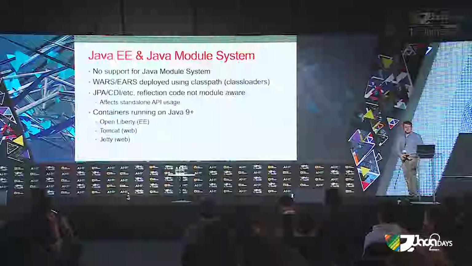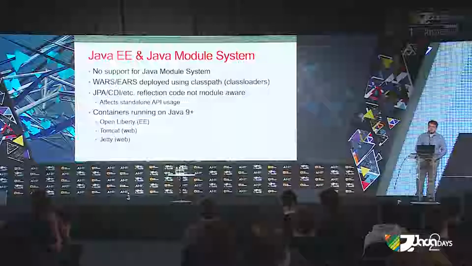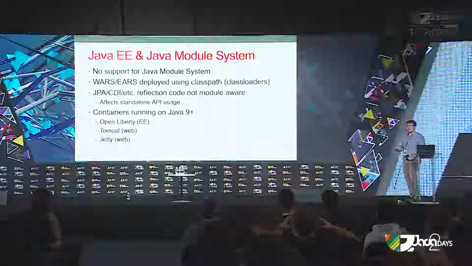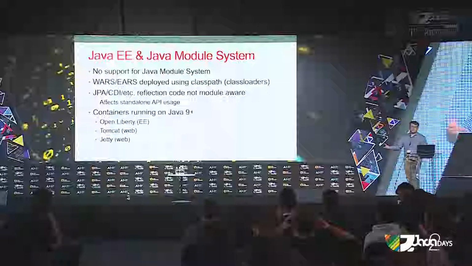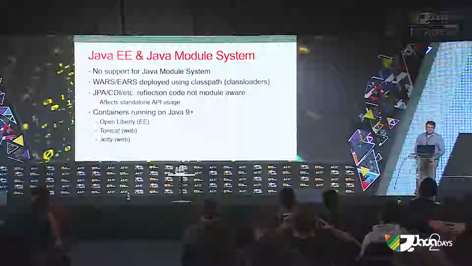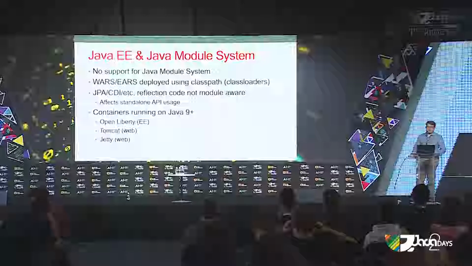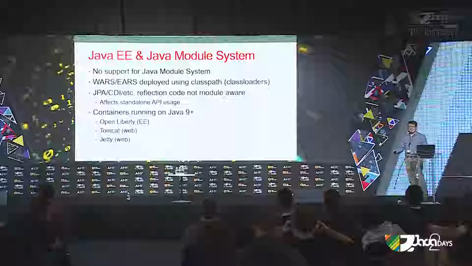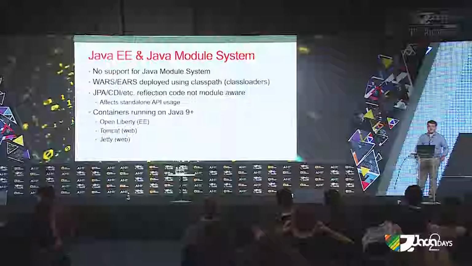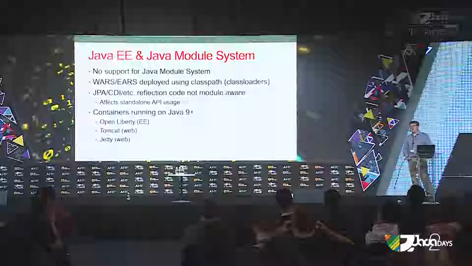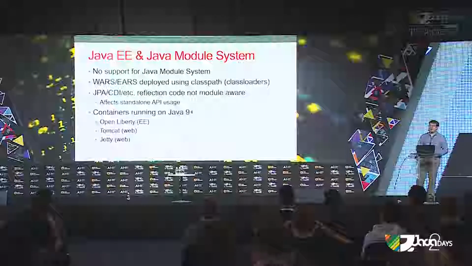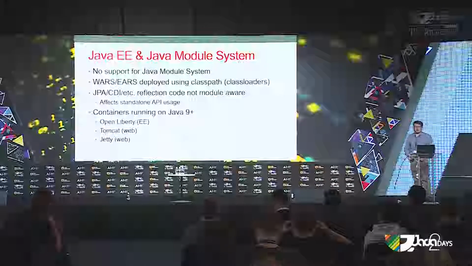Java EE and the module system: currently there's no support for the module system. It doesn't mean that a Java EE application will not run on it. It means that the platform has not been designed for the modular system or what modularization means for Java EE. WARs and EARs are deployed using the Classpath, using class loaders, etc. So if you have an existing web application that you're deploying on Tomcat, modularizing your application will offer you some benefits in terms of architecture, but ultimately when your application runs currently, it won't be running using the module path.